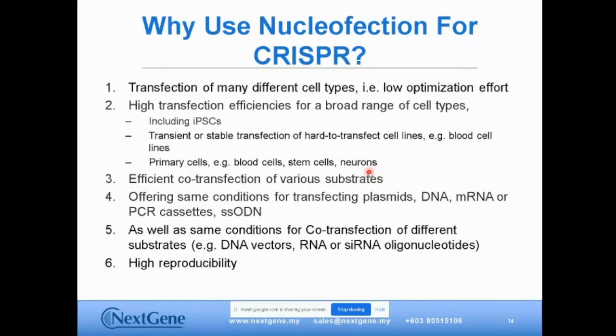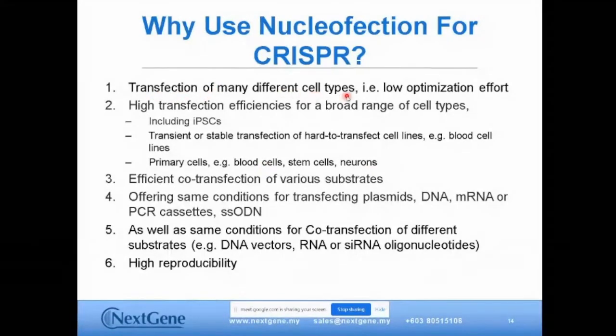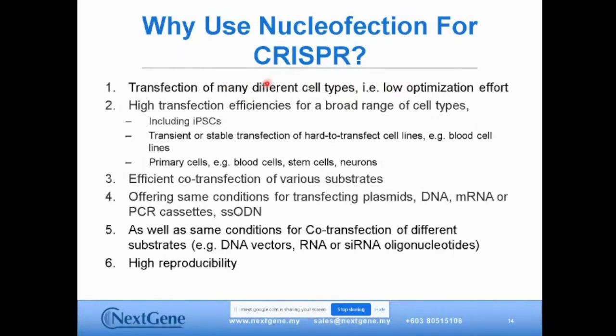Now we take a look at why we should use nucleofection for CRISPR. Firstly, it has been shown to transfect many types of cells, as shown earlier. We have optimized protocols for many cell types, which keeps the transfection optimization effort low. Secondly, it has high transfection efficiency for a broad range of cell types, including the very hard-to-transfect iPSCs, and it can also offer transient or stable transfection to hard-to-transfect cell lines as well, for example blood cell lines and primary cells like blood cells, stem cells, neurons, and so on. Nucleofection also offers efficient co-transfection of various substrates.